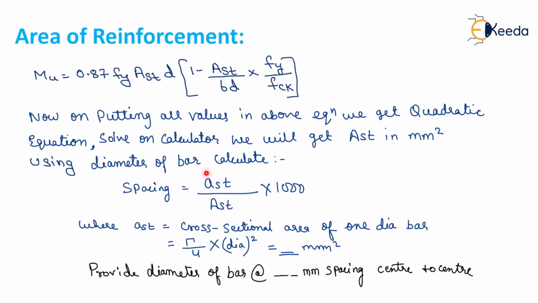Using diameter of bar, calculate spacing, and the spacing formula is small ast divided by capital AST into 1000, where small ast equals cross sectional area of one bar of that diameter, and its formula is pi by 4 into diameter square. We will get this value in mm square. Now provide diameter of bar at the rate of dash mm spacing center to center.